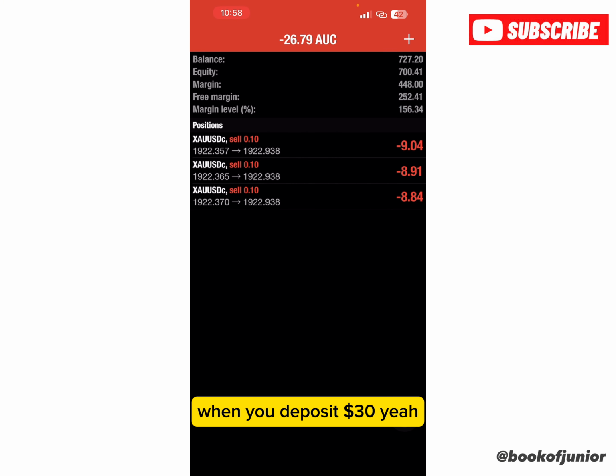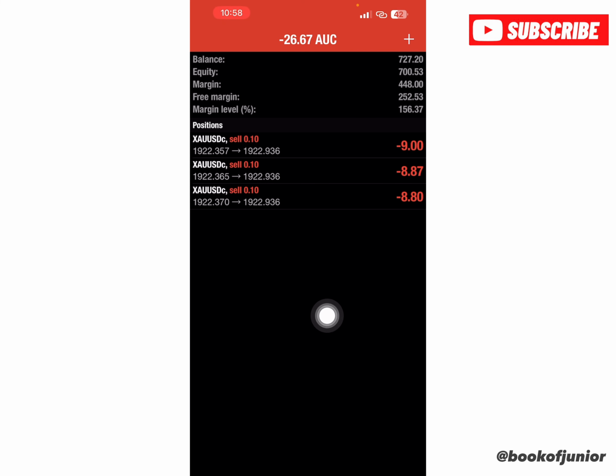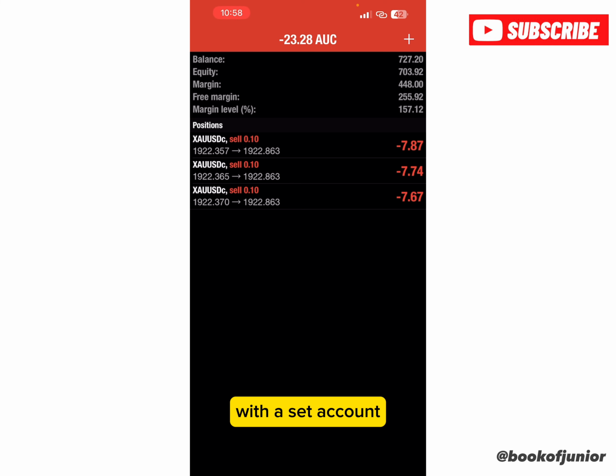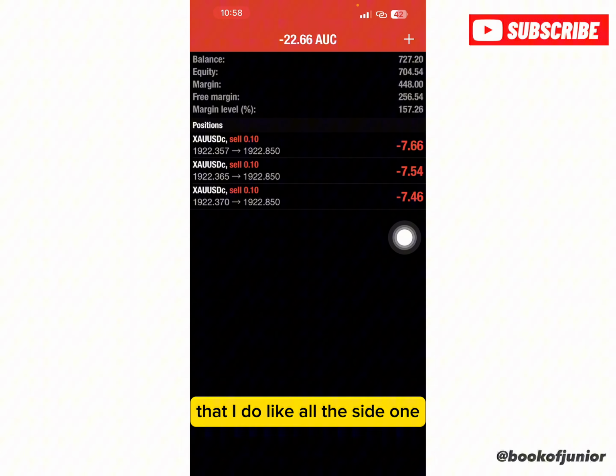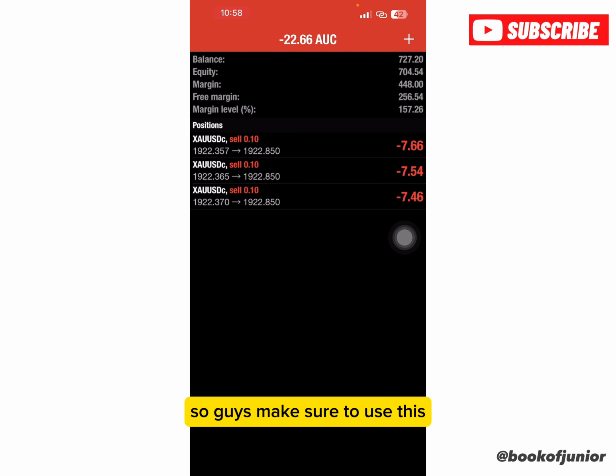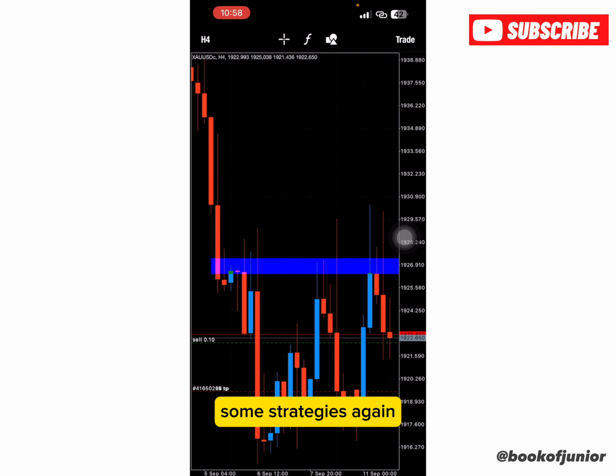When you deposit $30 here, let's say, you'll be seeing 3,000 cents. Trade with that. See if you won't grow that money, traders. Remember, with the cent account, it helps you to use lot sizes that you can't use on your $30 standard account. So guys, make sure to use these same strategies again.